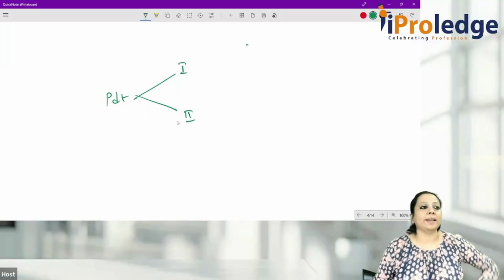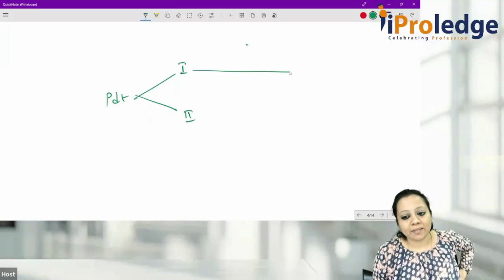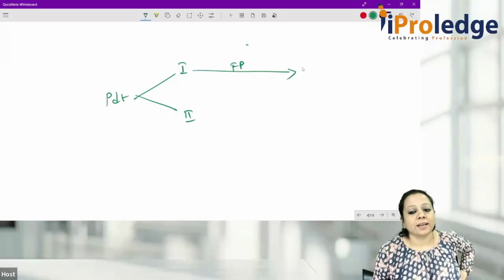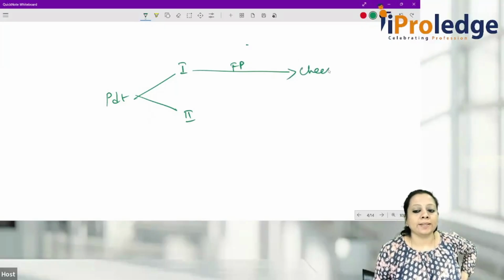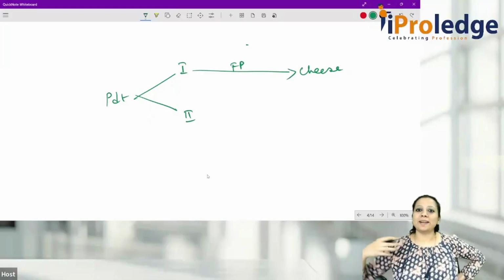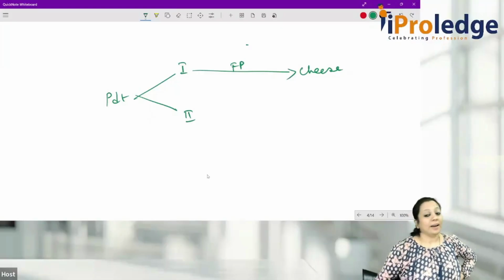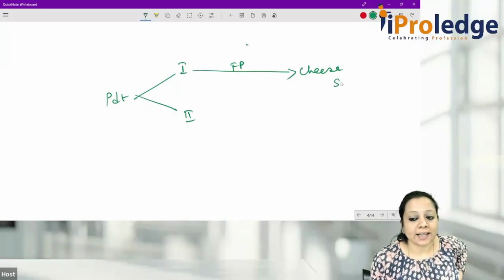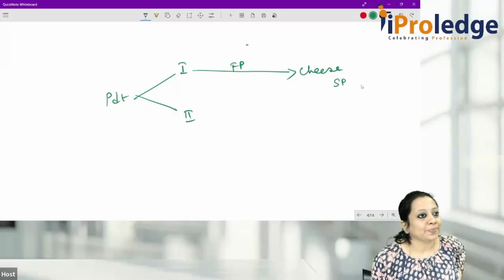We're getting split into paneer and whey water like that. Then we further process it and we may get, say, for example, cheese. Okay, an example. We are further processing paneer to get cheese. So after this, there is a selling price at this stage, no?